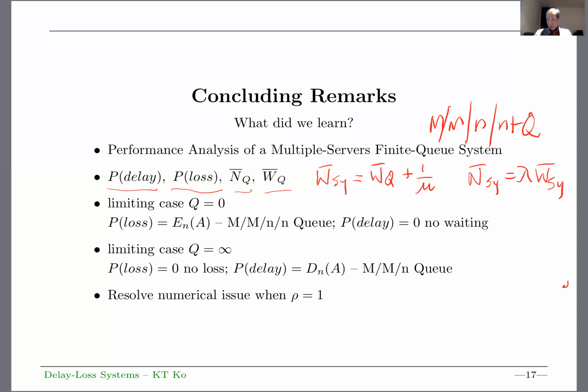Okay, so there are two limiting cases. Q equal to 0: in that case, P loss is equal to the Erlang B of N and A, which is the same as the Erlang loss system, and P delay is equal to 0 because there is no queue for you to wait in, so there is no delay. Same when there is an infinite queue, there is no loss because every job is kept in the queue, and the probability of delay is equal to the Erlang delay formula. So it's the same as M/M/N/Q. And we also resolved the numerical issue when rho equals 1. With that, we finished the talk. I hope you found it interesting. Okay, bye-bye.